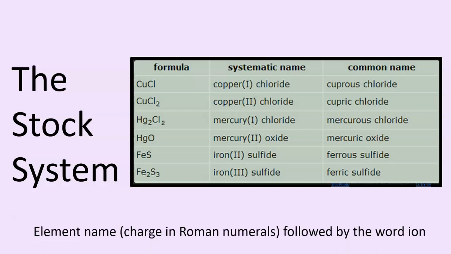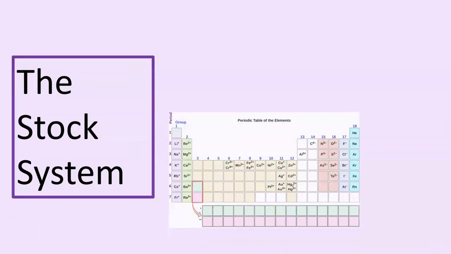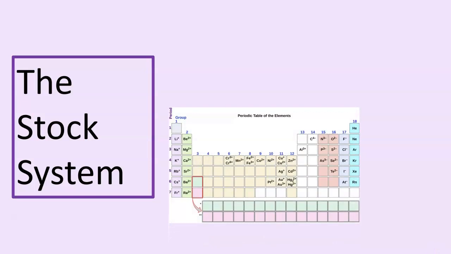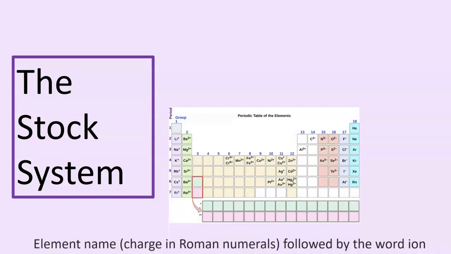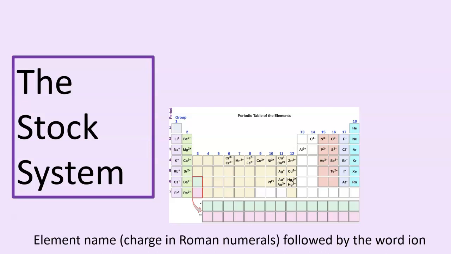The way that we name these things is we're using the element name, and then we put their charge in Roman numerals in parentheses, and then we follow it up with the word ion. So again, like I said, you're going to see this periodic table a lot. Make sure you have a copy. Now, before we get started on our first example, I'm going to remind you, we're just using the element name, we're putting the charge in Roman numerals, and we're following it up with the word ion. So let's do the first one.